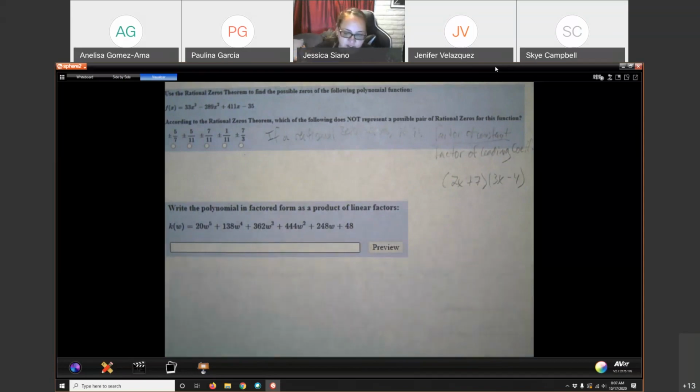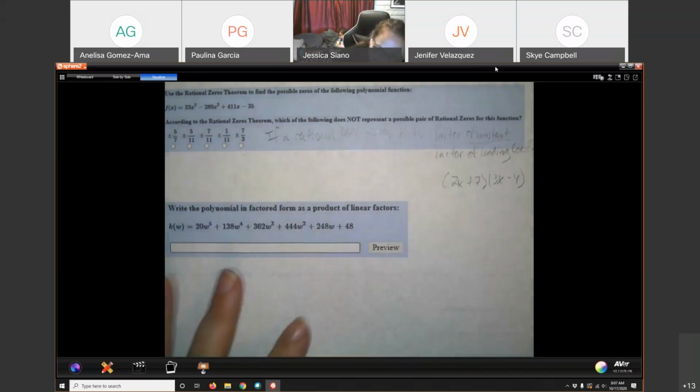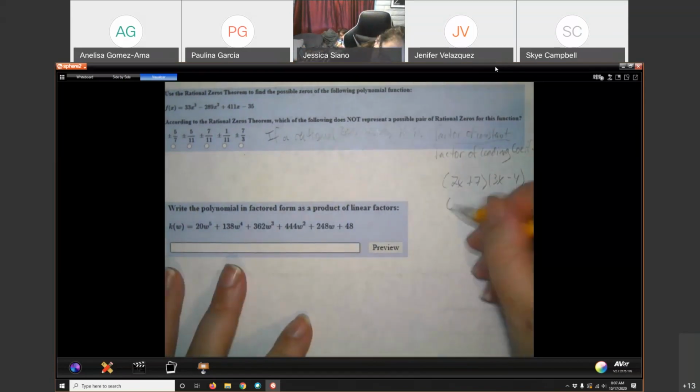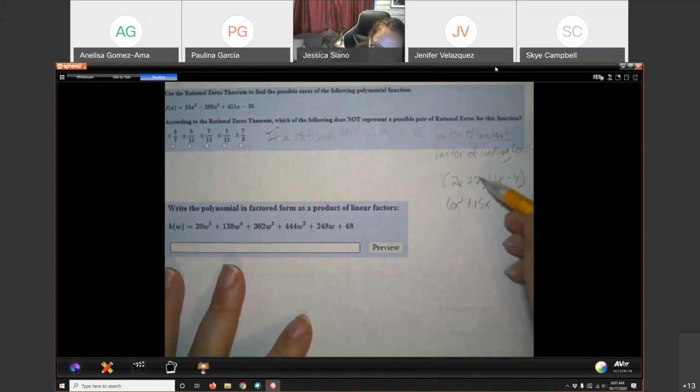So if I were to multiply this back together, I would get 6x squared, 21 minus 8, so 13x minus 28, right? My zeros, though, would be negative 7 over 2 and positive 4 over 3. You see how the 7 and the 4 made the 28?